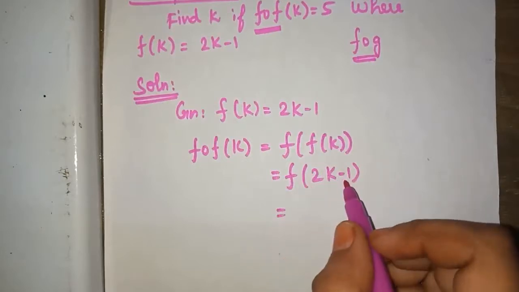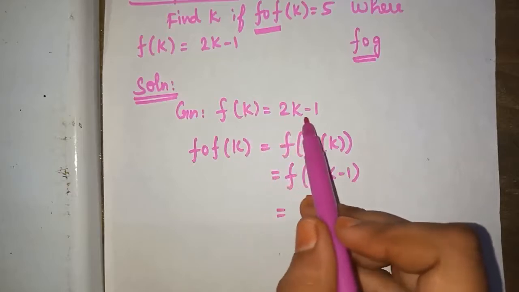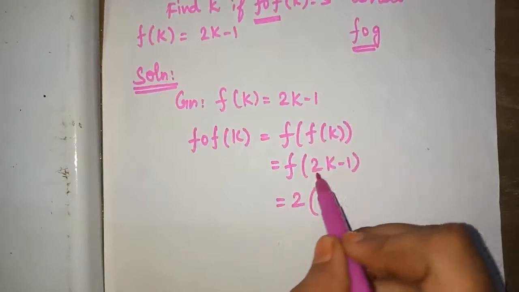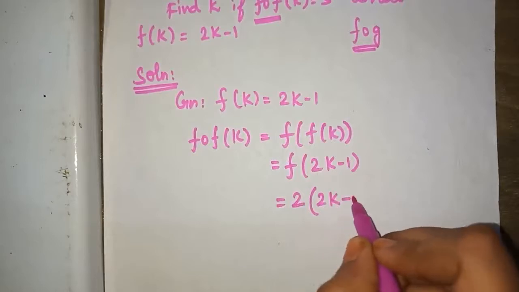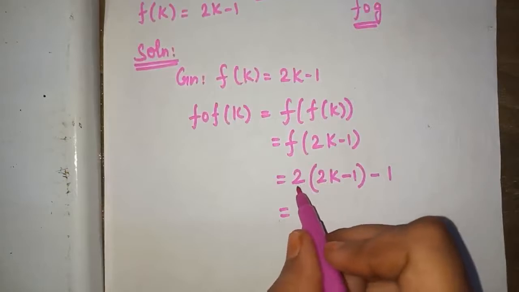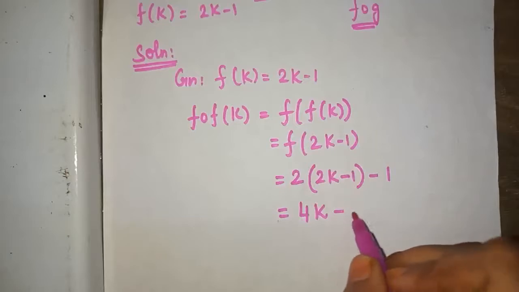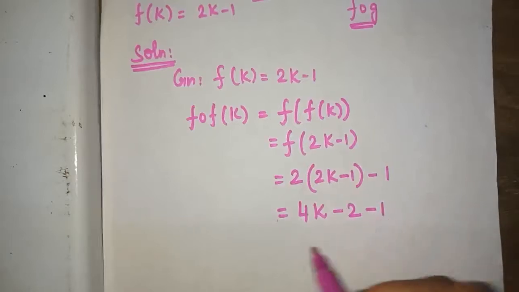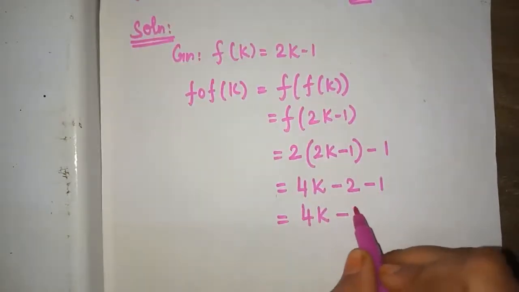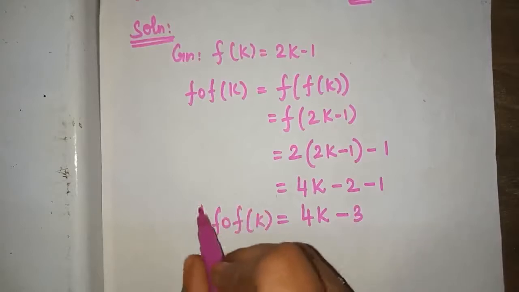So instead of f of k you have to put the function 2k minus 1. So 2 into, again instead of k you have to write 2k minus 1. So 2k minus 1 minus 1. The next step is you have to multiply this. 2 2s are 4, so 4k minus 2 into minus 1 is minus 2 minus 1, which is equal to 4k minus 2 minus 1 is minus 3. So this is your f composite f of k value.